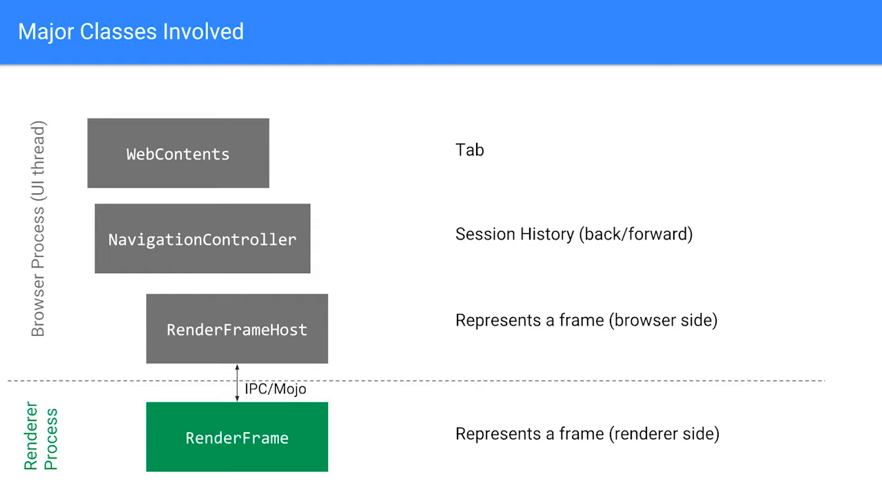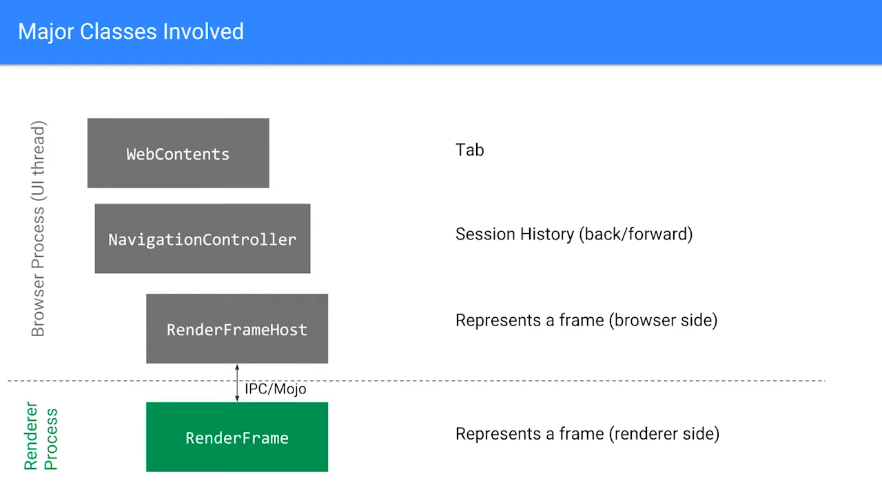And then every document that we load from the web basically gets a browser-side object called RenderFrameHost, and it has a one-to-one corresponding object called RenderFrame, which runs in the render process. They communicate over an IPC mechanism, either the classic IPC that we have today, or we're converting more and more of it to use Mojo IPC, which was mentioned earlier.